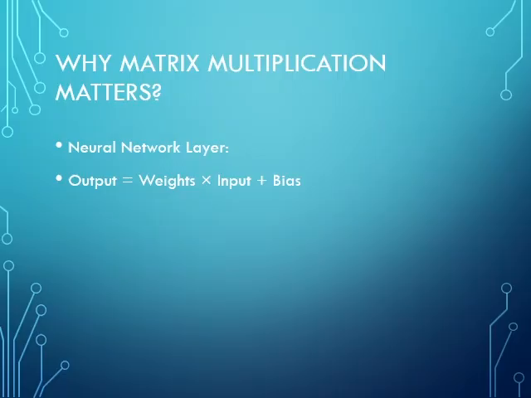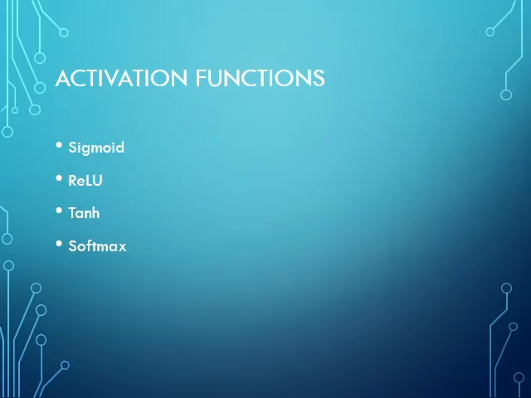Next, activation functions. After computing the weighted sum, we apply an activation function. Some are on our screen: sigmoid, used in binary classification; ReLU, the most popular activation; tanh, similar to sigmoid but centered; and softmax, used at the last layer for multi-class classification. Activation functions help the model learn non-linear patterns.